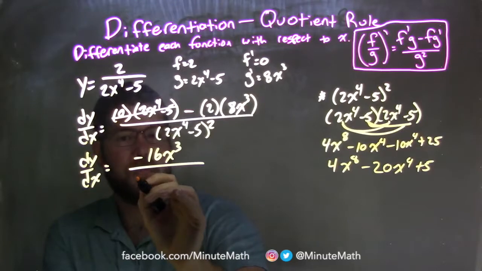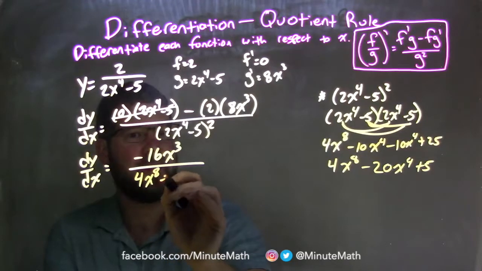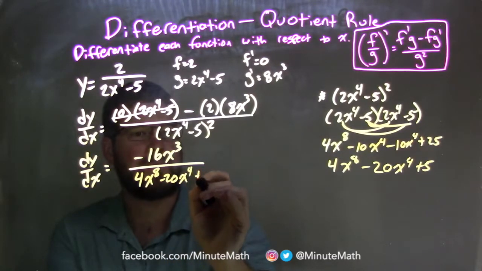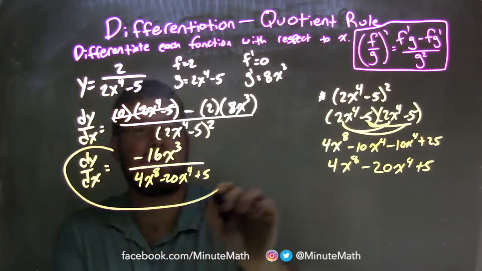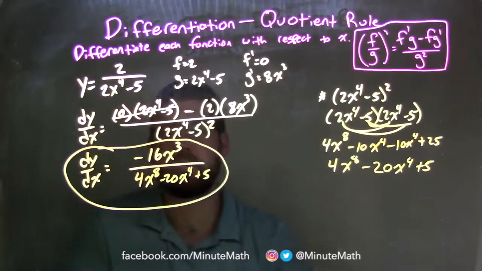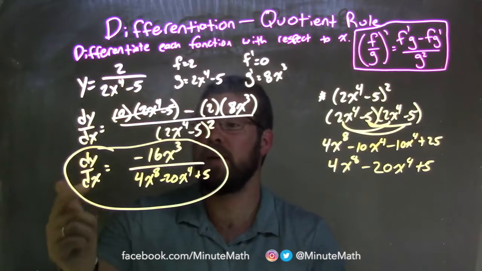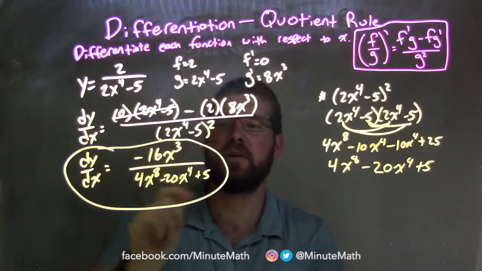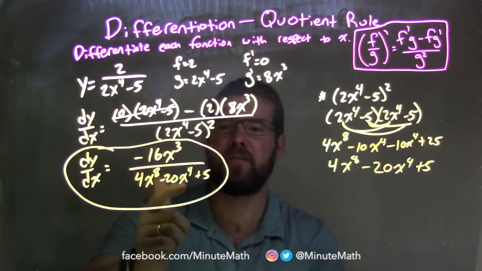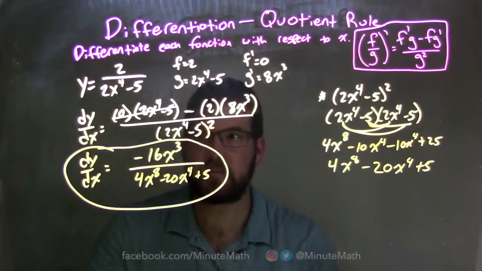4x to the 8th minus 20x to the fourth plus 5. And that actually is just our final answer. We have our derivative now, dy dx is equal to negative 16x to the third over 4x to the 8th minus 20x to the fourth plus 5.